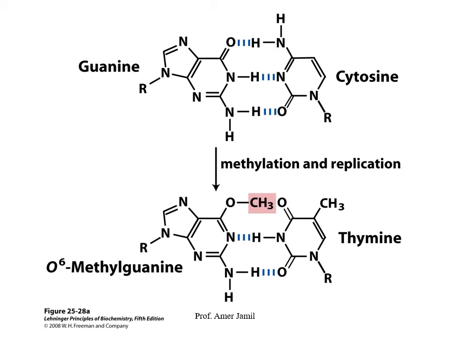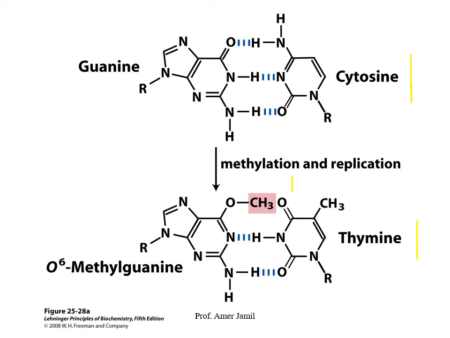In case of methylation, you can see the example in O6 methyl guanine, where this guanine recognizes thymine. This is a big change in the DNA that may take place. Normally, guanine pairs with cytosine, but if the methyl group is there on the guanine, it will recognize thymine.